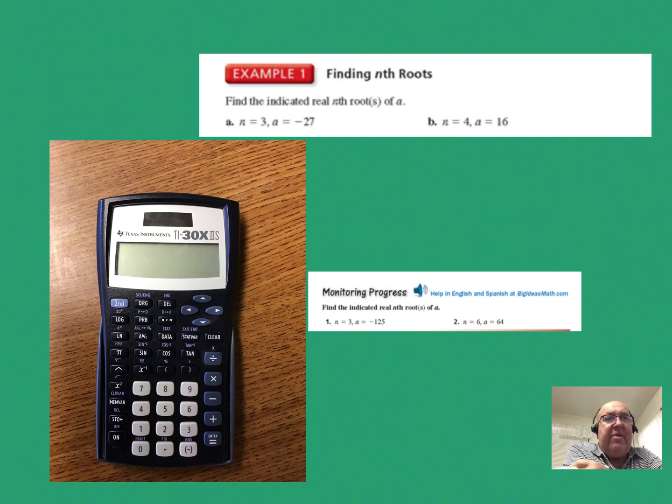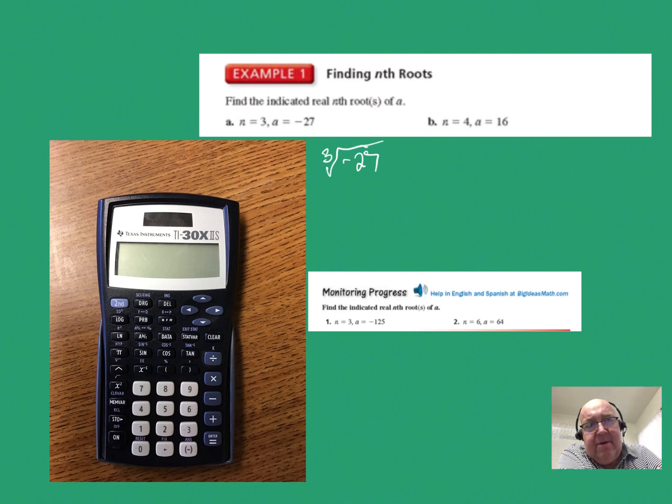All right. So I'm not going to expect you to be able to do this without using a calculator. So what this first problem A says is we're looking for the third root of negative 27. So if we have a third root, we know we can use a negative number. If we have an even numbered root, we couldn't have a negative number under the radical.